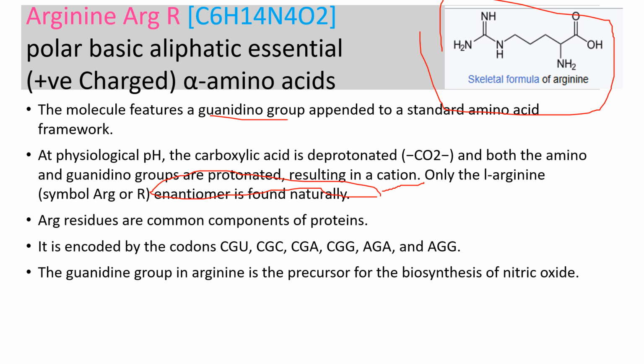ARG residues are common components of proteins, encoded by CGU, CGC, CGA, CGG, AGA, and AGG. The guanidino group in arginine is a precursor for the biosynthesis of nitric oxide. Very important. So it has a guanidino group appended to a standard amino group. All right, so remember that, and remember the importance of biosynthesis of nitric oxide.